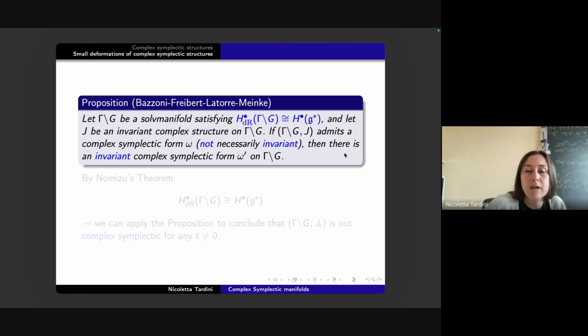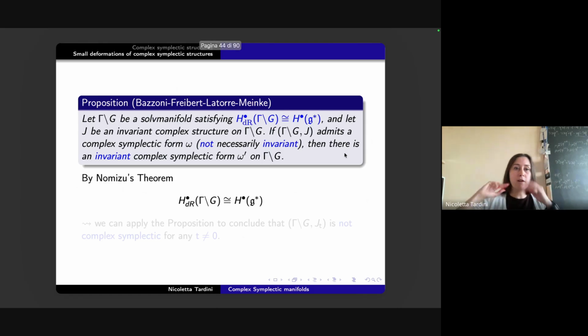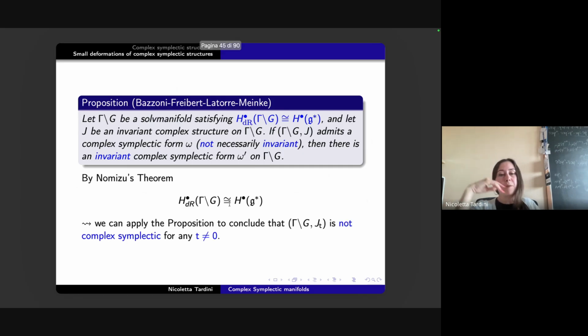So how do we apply this proposition? As follows, because we have a nilmanifold, by Nomizu's theorem, we know that in our example, the de Rham cohomology can be computed using invariant forms. But then we can apply the proposition. So this means that our complex deformations do not admit complex symplectic structures for any t different from 0. Okay?